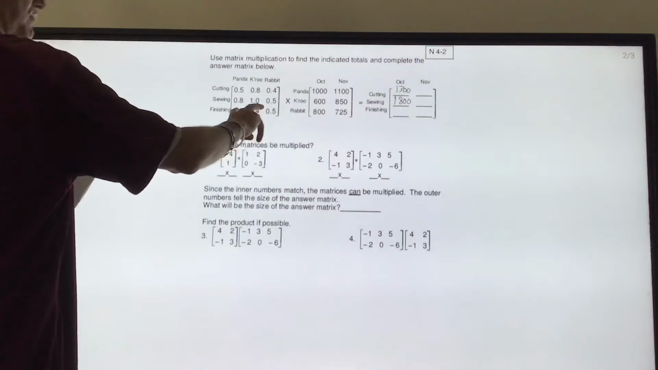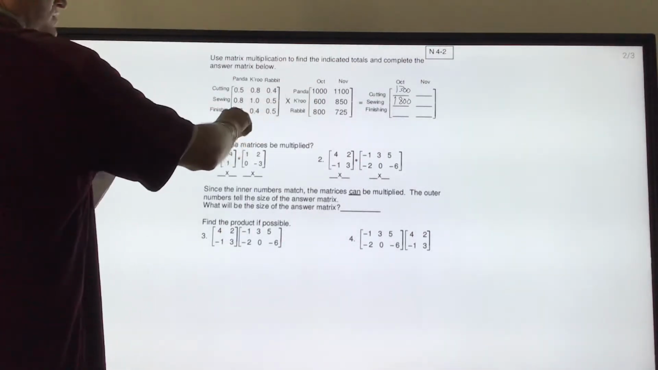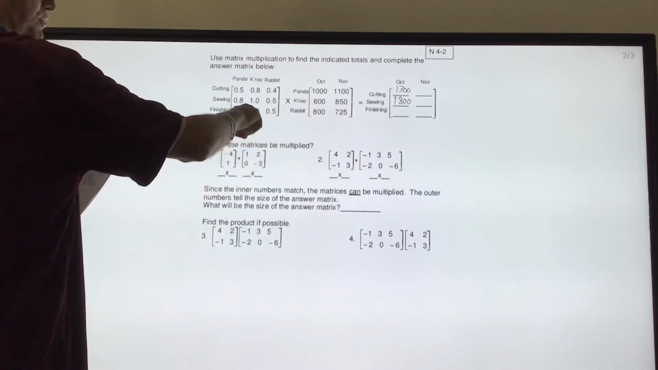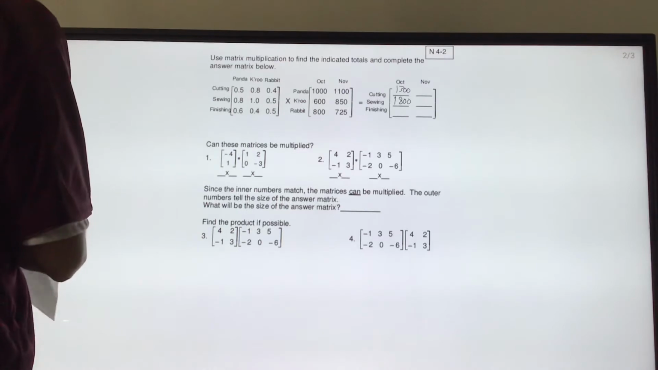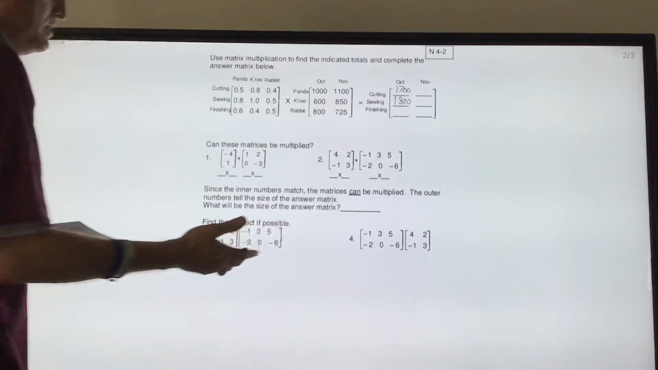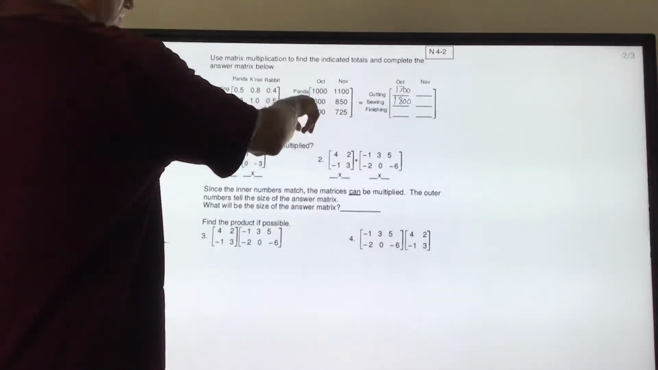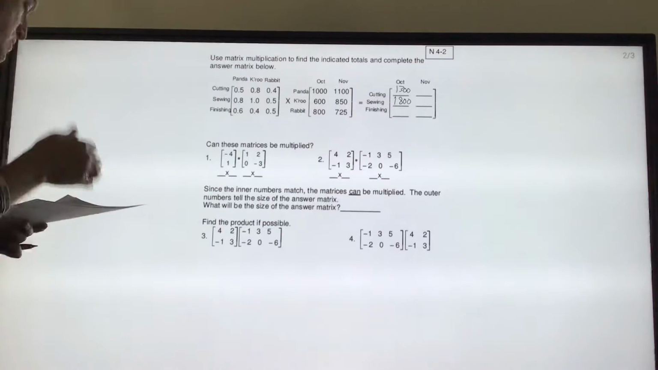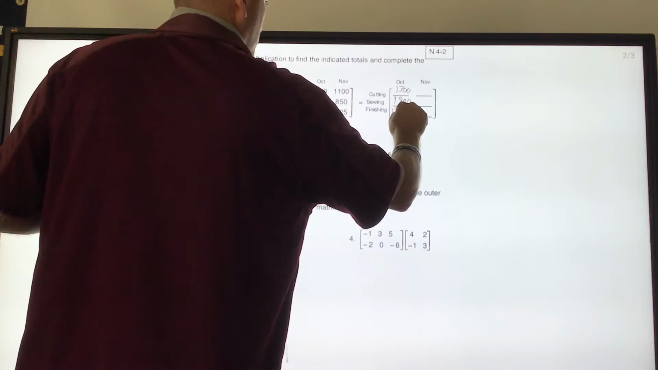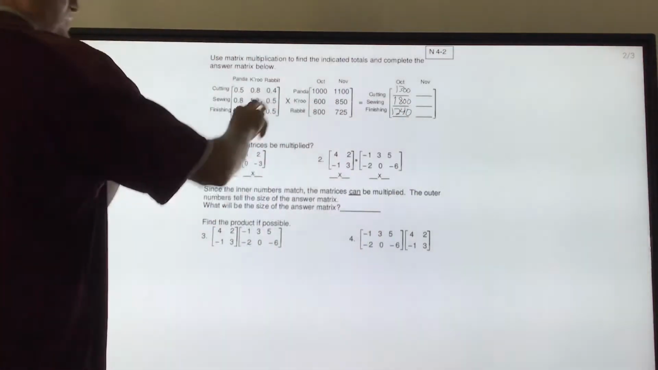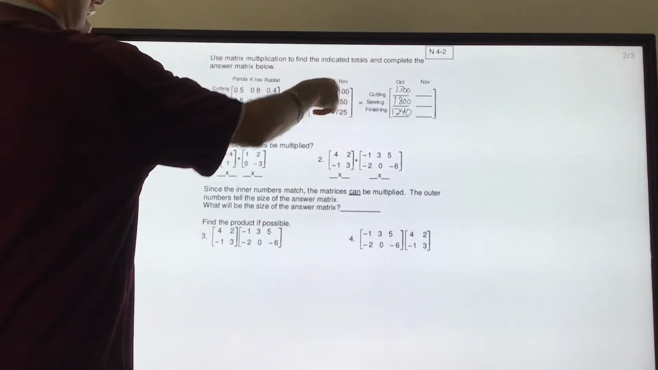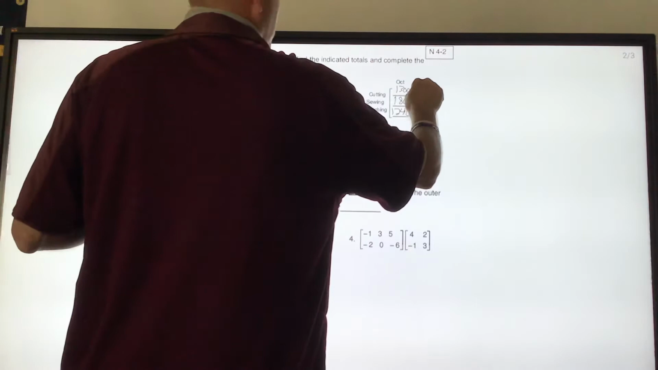Now we would do the same thing for finishing time. We multiply 0.6 for pandas times 1,000, which is 600. 0.4 times 600 for kangaroos is 240, and 0.5 times 800 for rabbits finishing time is 400. That comes out to a total of 1,240. Now we do the same thing for November, multiplying all of these by the November ones and adding them up.